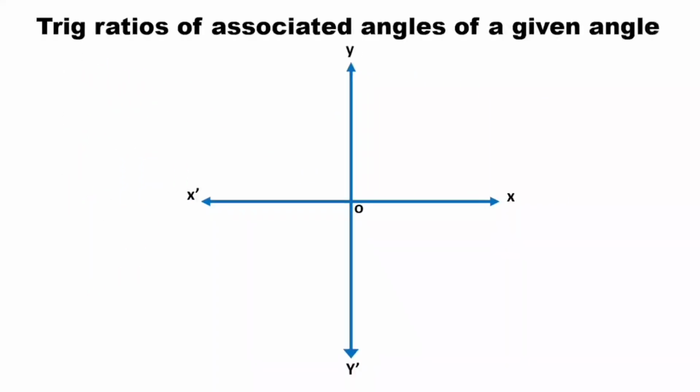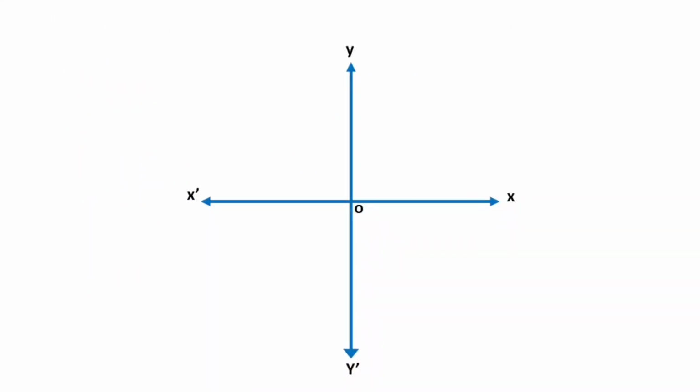Trig ratios of associated angles of a given angle. The x and y axes intersect each other at point O. A ray aligns with the x-axis. When it rotates in the anticlockwise direction, it makes an angle theta. When the same ray rotates in the clockwise direction, it makes an angle minus theta, because we know when rotation is anticlockwise, then the angle is positive, and when the rotation is clockwise, then the angle is negative.